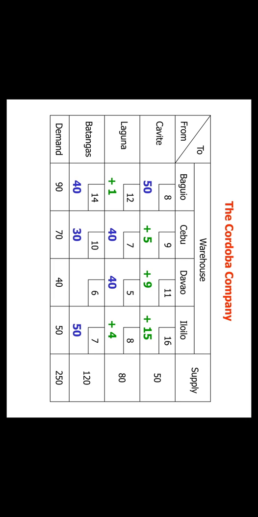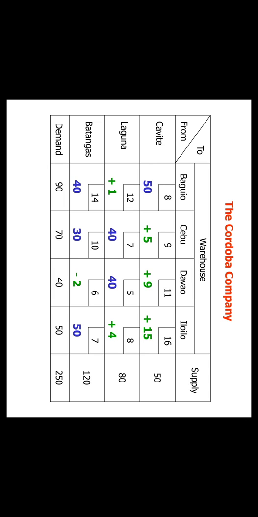And finally, we have the last unused cell to evaluate, the one with the cost of 6, the closed path of which would be its adjacent cells. So from 6, you go left to 10, up to 7, right to 5, down, back to our unused cell with the cost of 6. So in terms of improvement index, that would be plus 6 minus 10, which is negative 4, plus 7, which is positive 3, minus 5, which is negative 2.